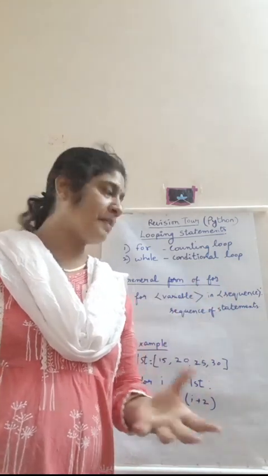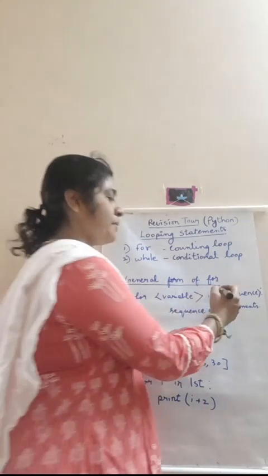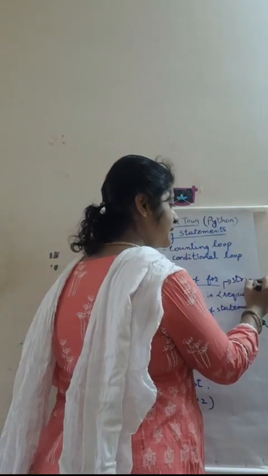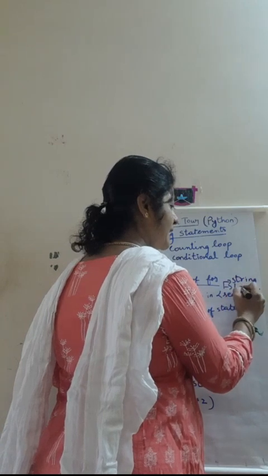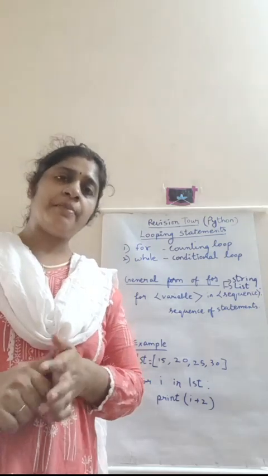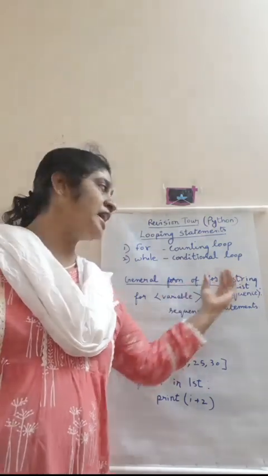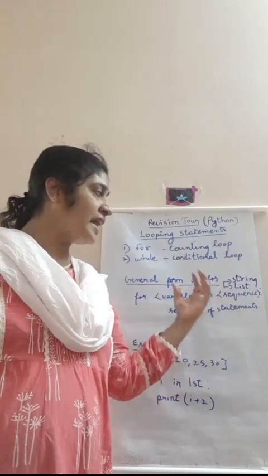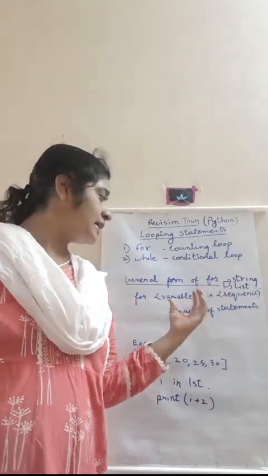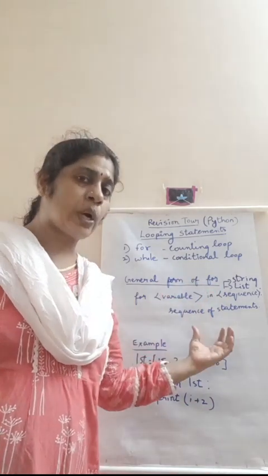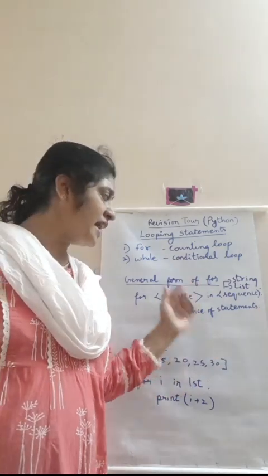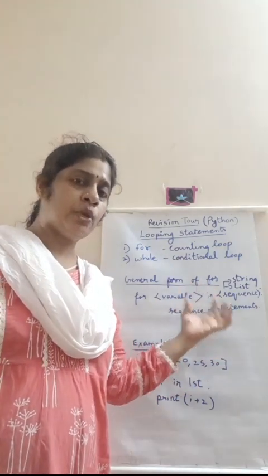Now what do you mean by a sequence? This sequence can be either a string or a list. So the for loop will get executed for each element in the list or for each character in the string. That's why it is called a counting loop. That is, it is fixed. For each element, the loop will run.